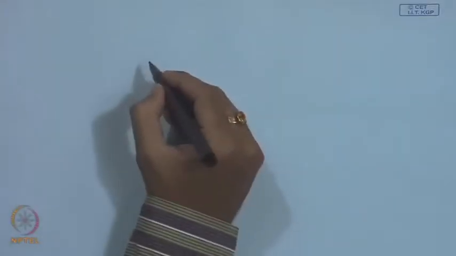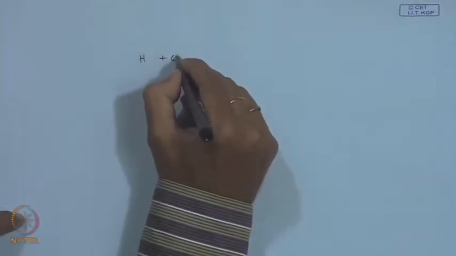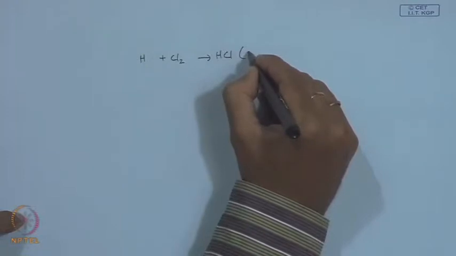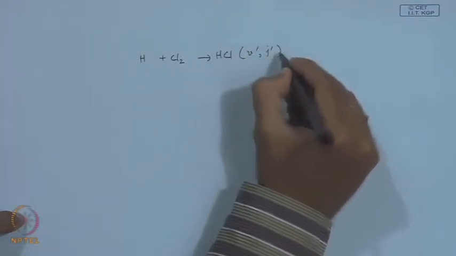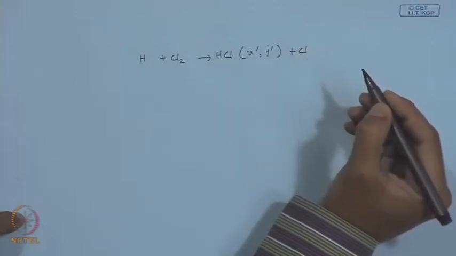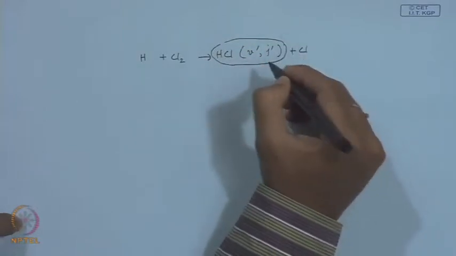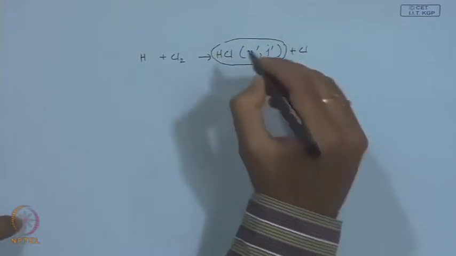So we discussed infrared chemiluminescence, and we have taken the example of a gas phase reaction, that is, a diatomic halogen, H plus Cl2 giving rise to HCl. So it is HCl(V', J') plus Cl. So this HCl is vibrationally and rotationally excited.